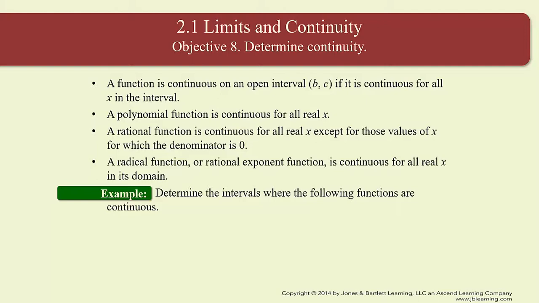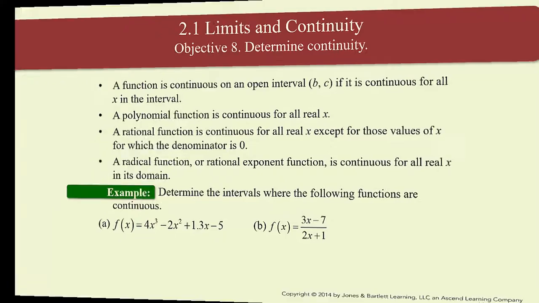Determine the intervals where the following functions are continuous. So just two of them. In part A, f of x is 4x cubed minus 2x squared plus 1.3x minus 5. And then in part B, f of x equals (3x minus 7) over (2x plus 1). So again, write these down because I'm going to head off to the chalkboard and work through them.